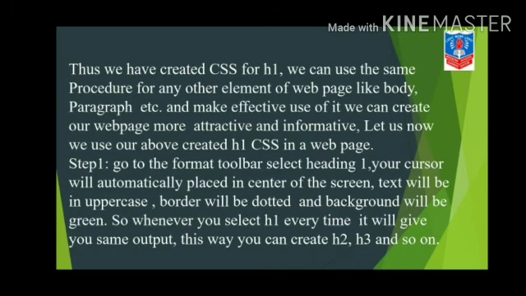So go to the Format toolbar and select heading 1. Your cursor will automatically be placed in the center of the screen. The text will be in uppercase, the border will be dotted and the background will be green. So whenever you select H1, every time it will give you the same output. This way you can create H2, H3 with different elements or with different values, and so on.